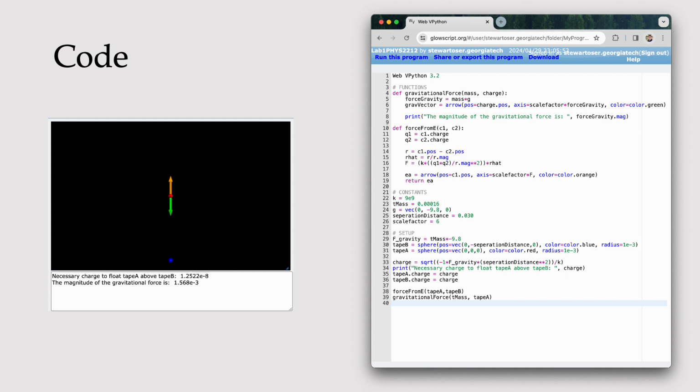And then we make our charges, and then we plug them into the functions, and we get that the necessary charge to float tape A above tape B was 1.2522 e negative 8, which is very similar to what we calculated. And the magnitude of the gravitational force would be 1.568 e negative 3, which was almost exactly what we calculated.